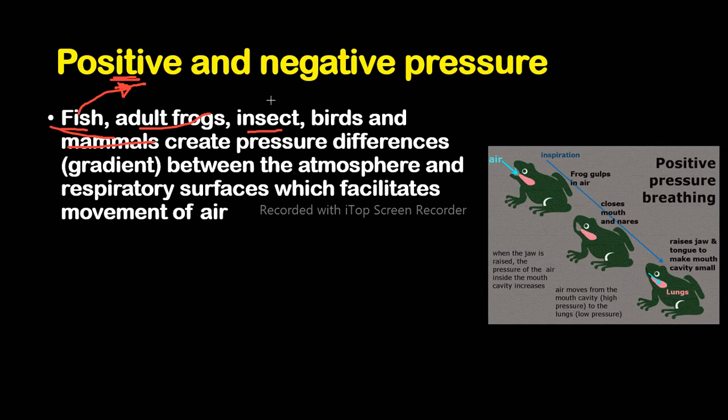For instance, like I told you, to push air out, there must be a pressure difference. Otherwise, if you are not able to move your rib cage in and out, then you fail to create the pressure difference, and so air won't be able to move.